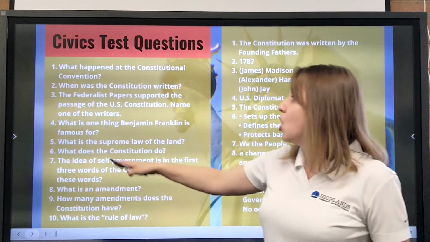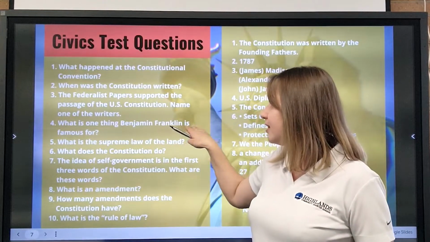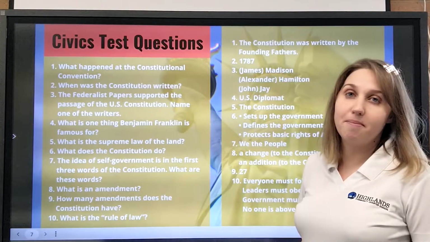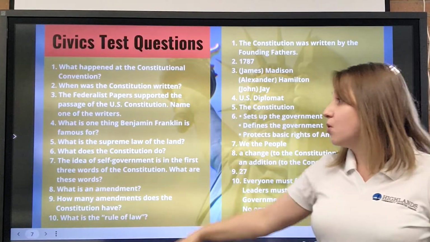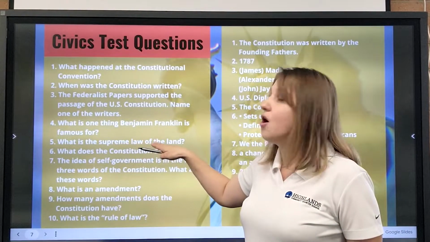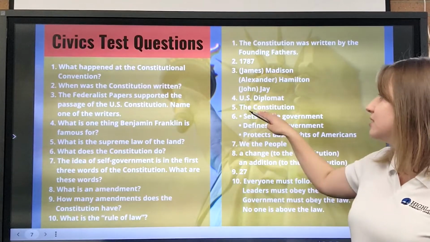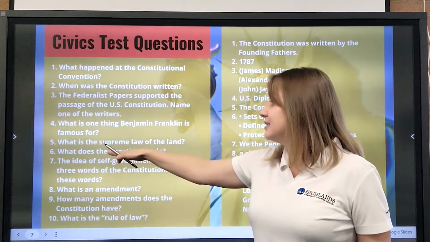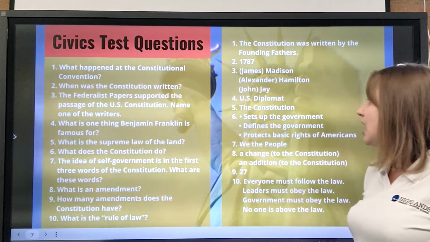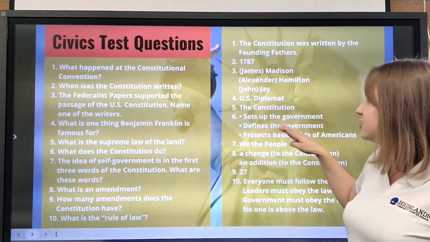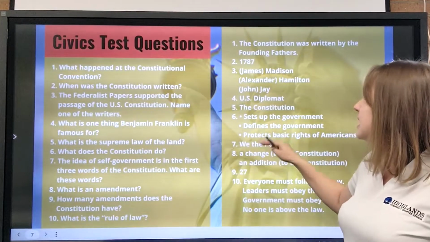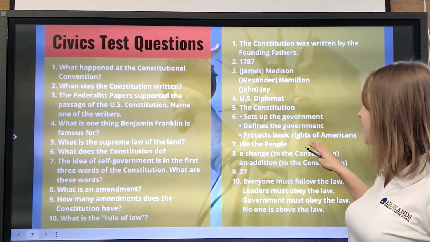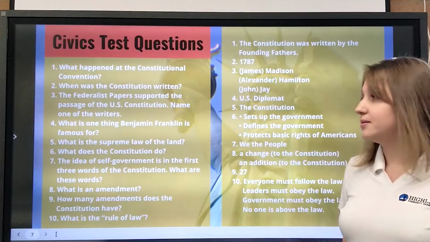Question number 4, what is one thing Benjamin Franklin is famous for? And the answer is US diplomat. Question number 5, what is the supreme law of the land? And the answer is the Constitution. The next question, what does the Constitution do? And again, you have a choice of 3 answers. You could name all of them. Sets up the government, defines the government, and protects basic rights of Americans.